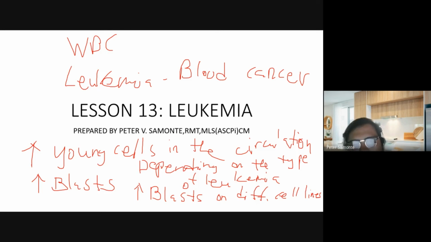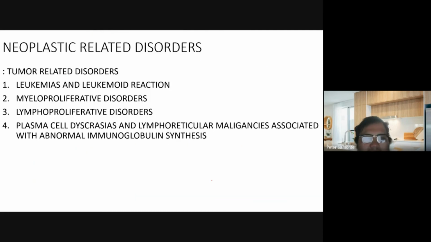So again, your leukemia is also known as your blood cancer. It is characterized by increased young cells in the circulation. There would be increased blasts. Yun yung tawag nyo sa young cells na yon. Then depending on the type of leukemia, there would be increased blasts on different cell lines.